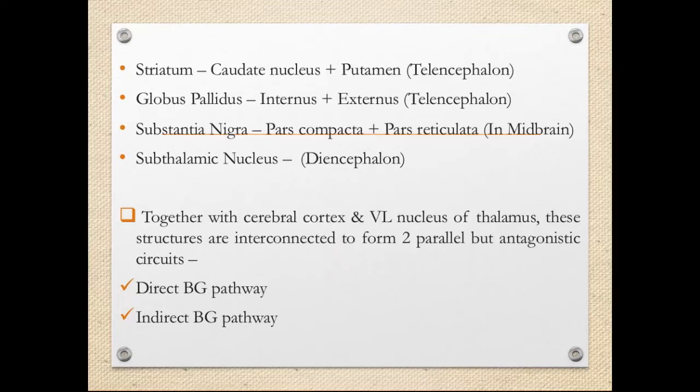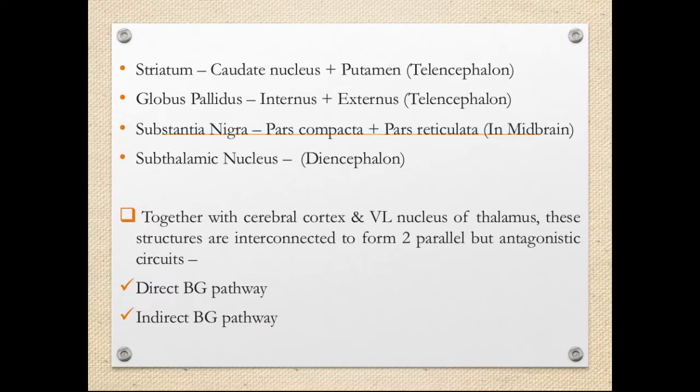One is the direct basal ganglia pathway and the other one is the indirect basal ganglia pathway, and both of them are antagonistic to each other. Means the direct was excitatory and the indirect basal ganglia pathway was inhibitory. That we have covered in the previous lecture, right?